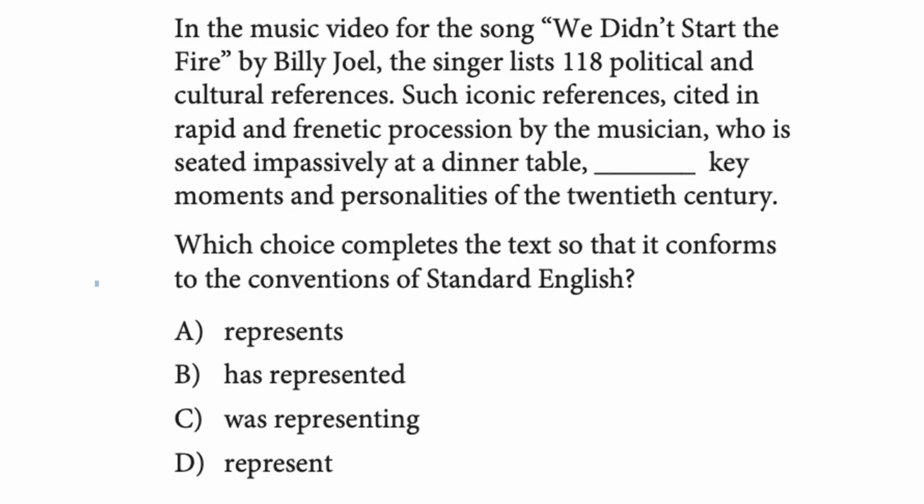In the music video for the song "We Didn't Start the Fire" by Billy Joel, the singer lists 118 political and cultural references. Such iconic references cited in rapid and frenetic procession by the musician who is seated impassively at a dinner table blank key moments and personalities of the 20th century. We have A represents, B has represented, C was representing, and D represent.